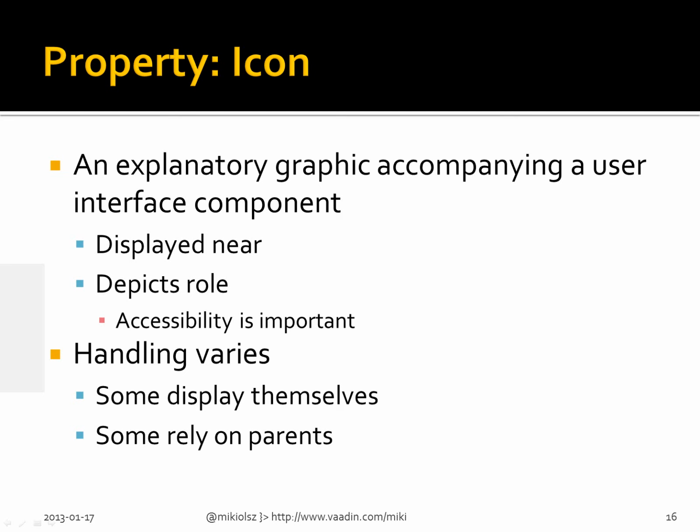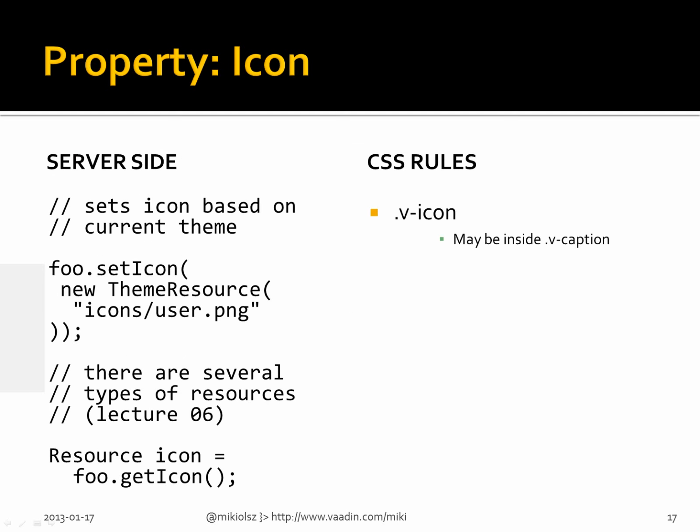And again, as with caption, the handling of the icon varies. Buttons, for example, display the icon themselves, and some other components just rely on it for the layout. And again, this looks quite simple. It's a little different. The CSS rule is just v-icon. To set the icon, we use a resource. The most common resource is theme resource, so it's an icon from the current theme set. Lecture number 6 will be about resources and how to handle graphics, streams, and other things that you might be displaying to a user.